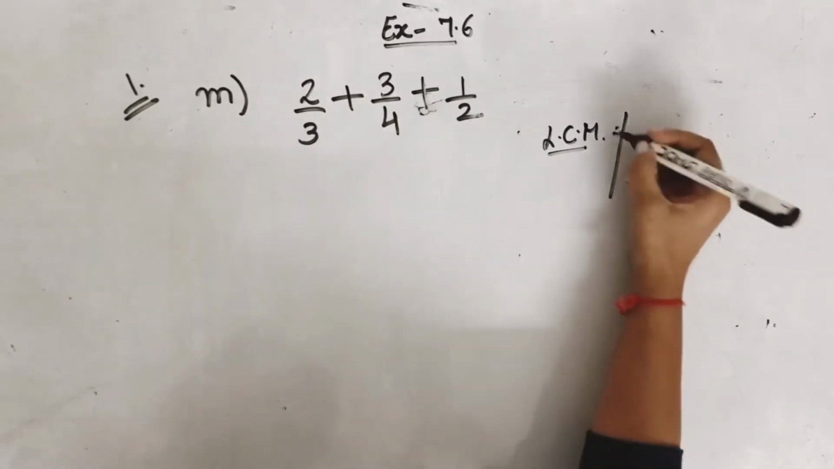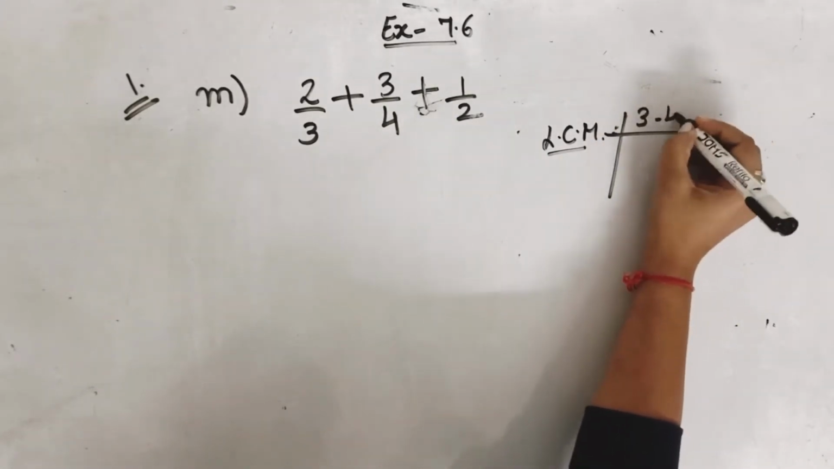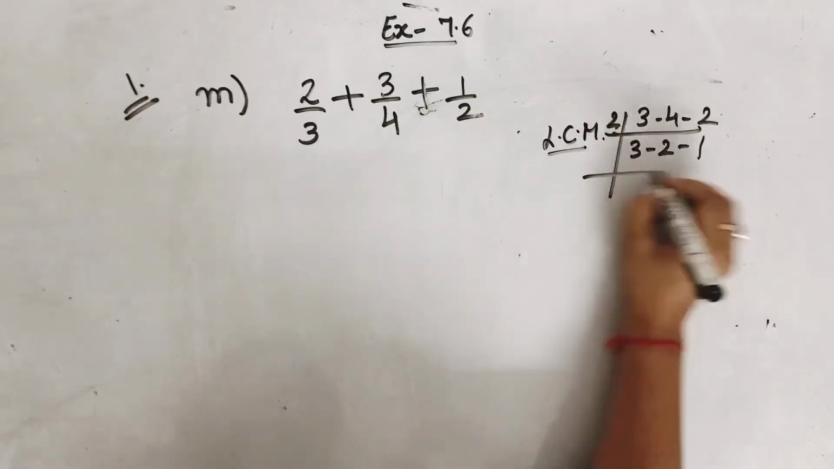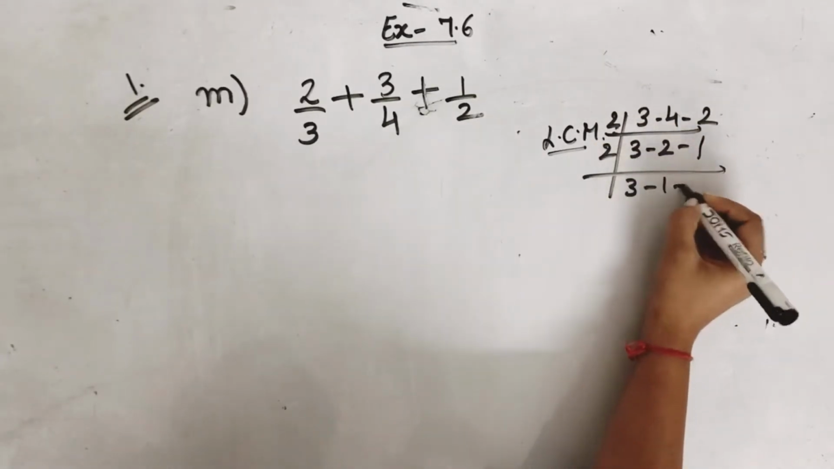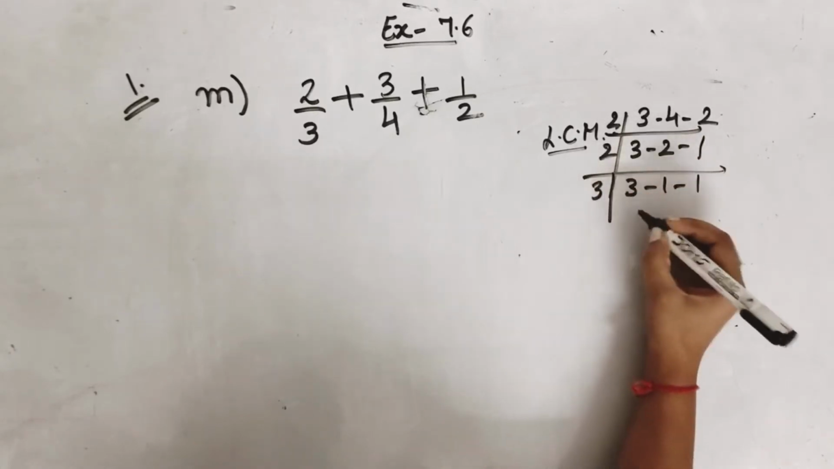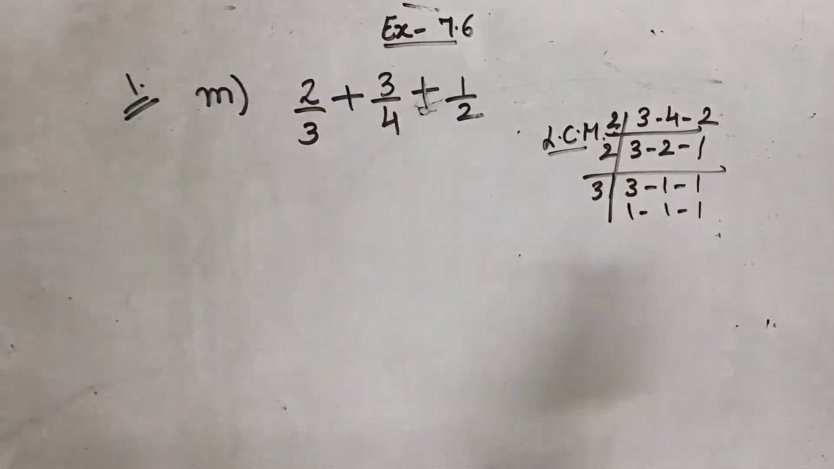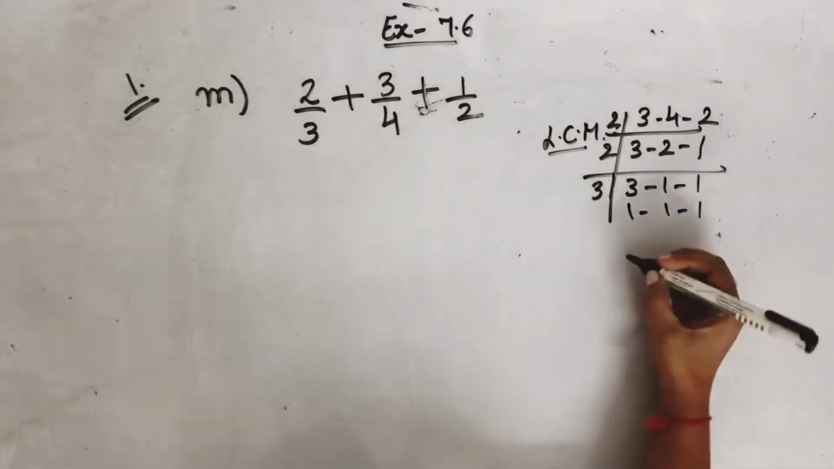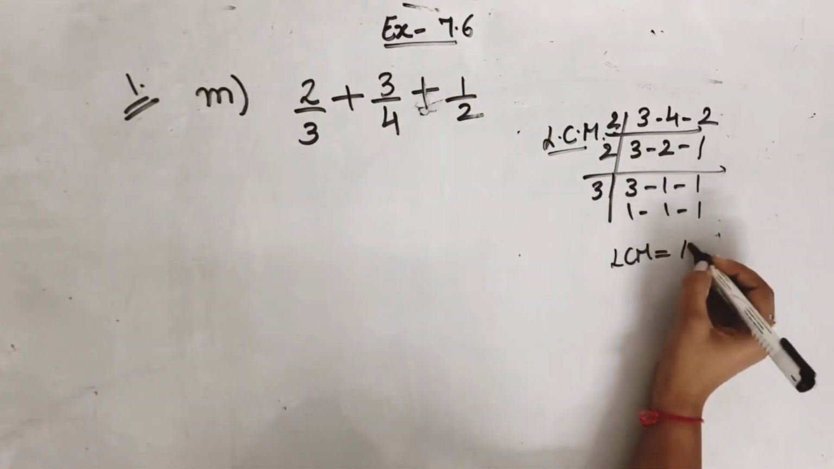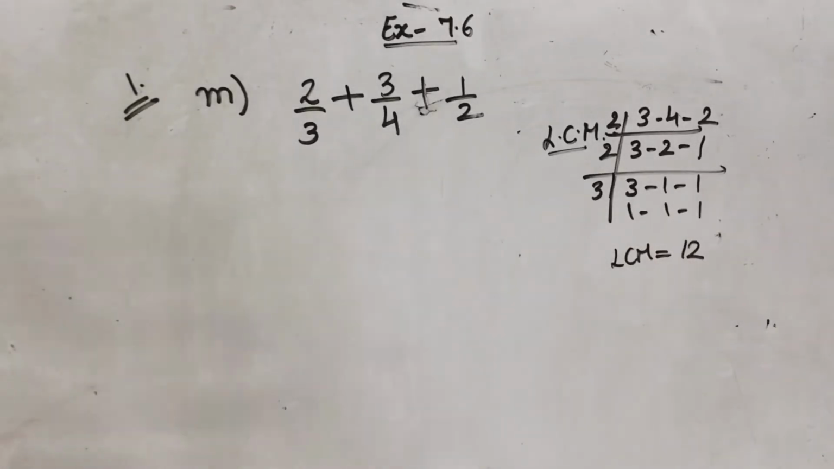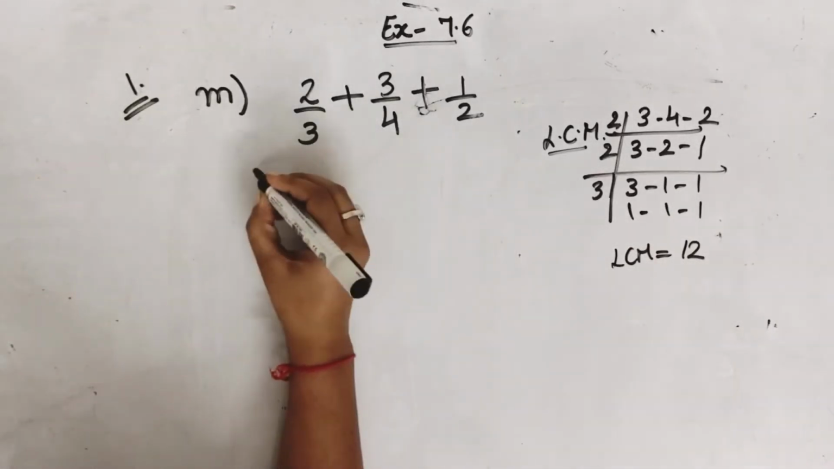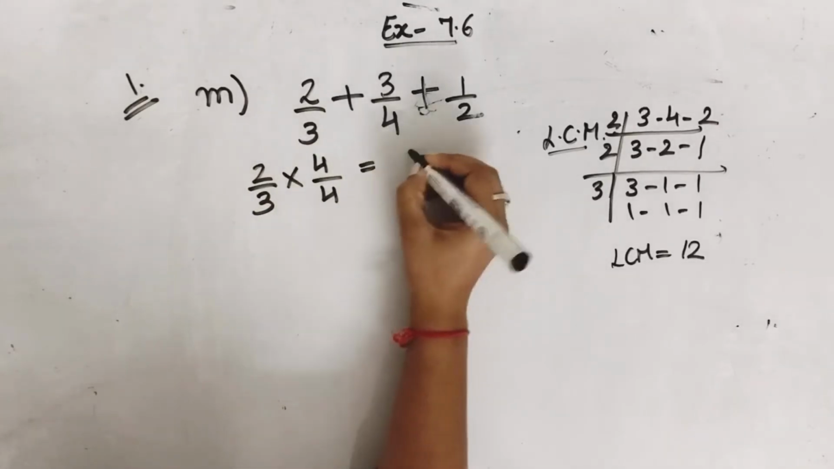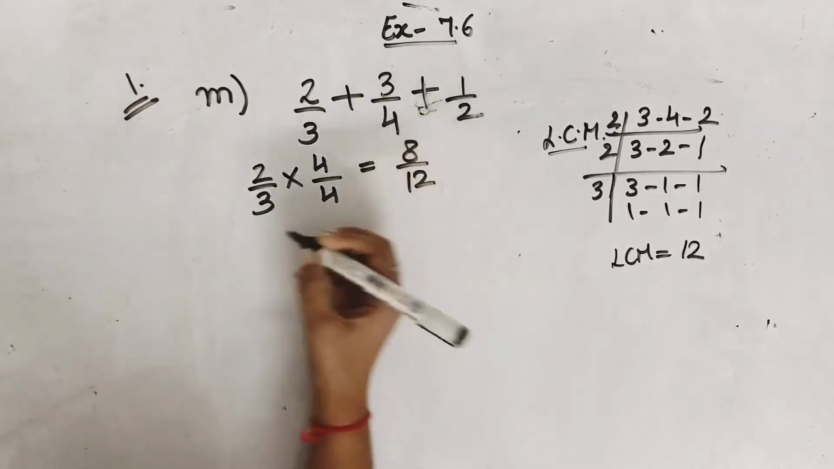तो LCM कैसे find करते हैं? 3, 4, 2. First so LCM will be 2 2s are 4, 4 3s are 12. Now you have to convert the denominators to 12. So first fraction is 2 by 3. We'll multiply this by 4 by 4. It will be 8 by 12.